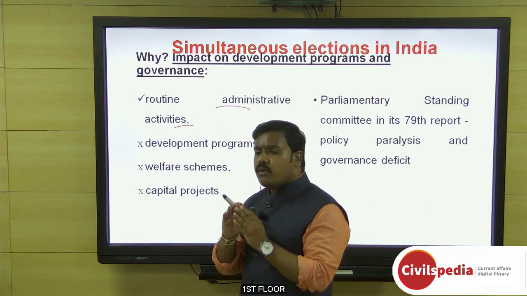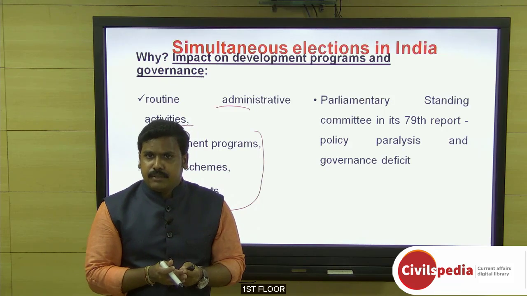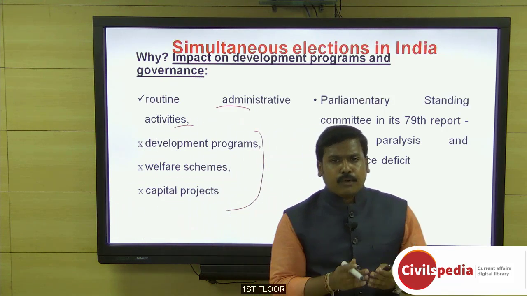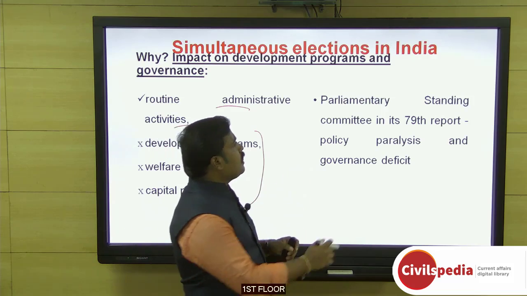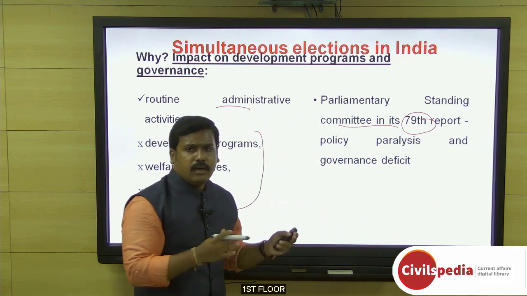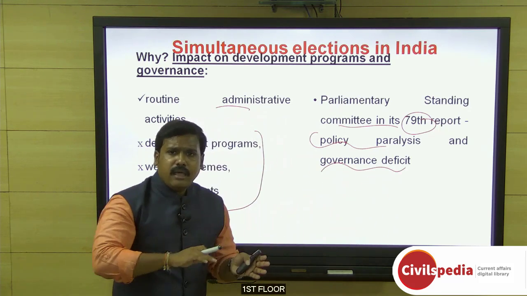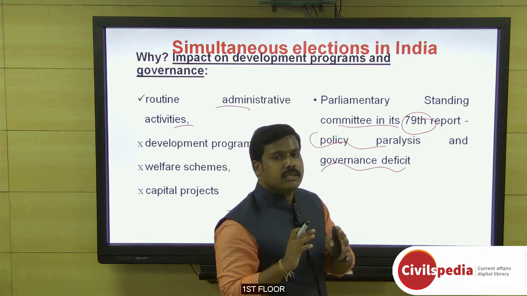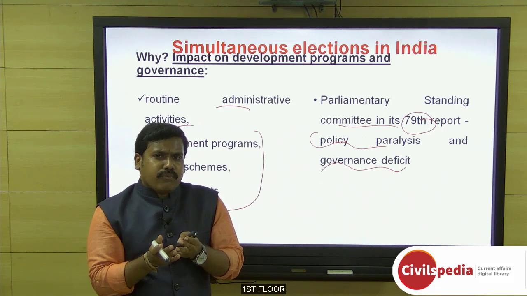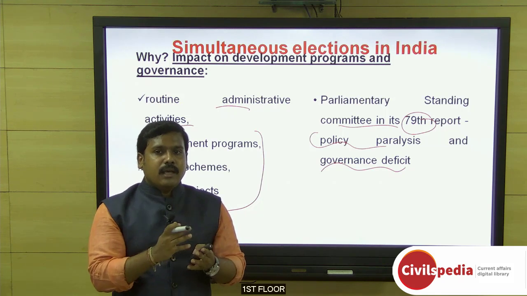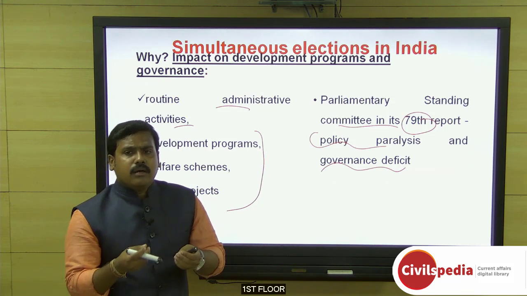First of all, once the model code of conduct comes into practice, there is a ban on introducing new initiatives. Even if the government wants to initiate a new program or scheme, it will be barred. These sorts of things are forbidden. Now, the Parliament Standing Committee on Personnel, Law and Justice, in its 79th report, spoke about policy paralysis and governance deficit. The focus of policy making became solely based on elections. So during the model code of conduct, no new schemes will be introduced. Just before that, for instance, when elections were recently conducted in Gujarat, so many new SOPs were introduced.